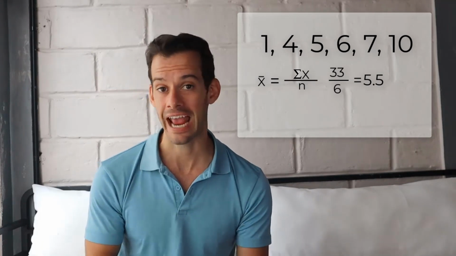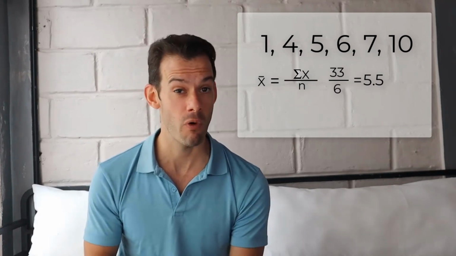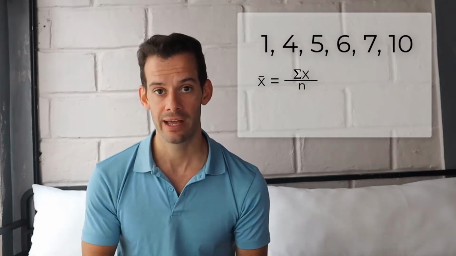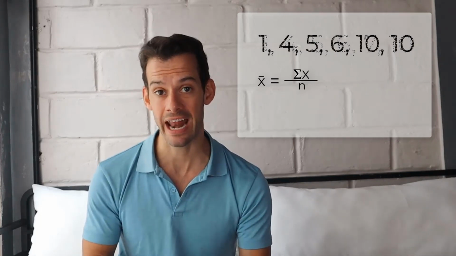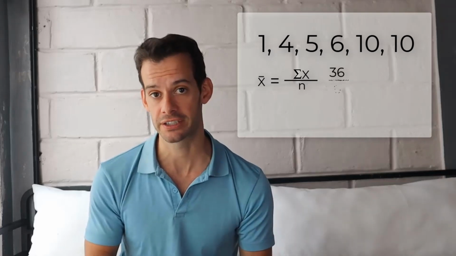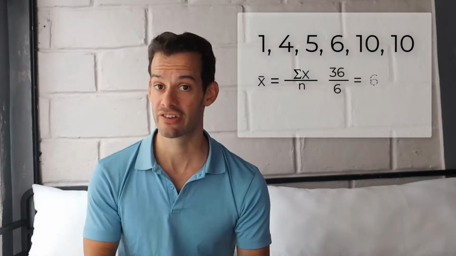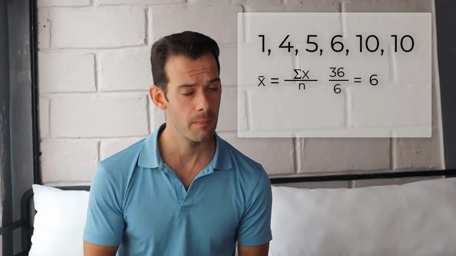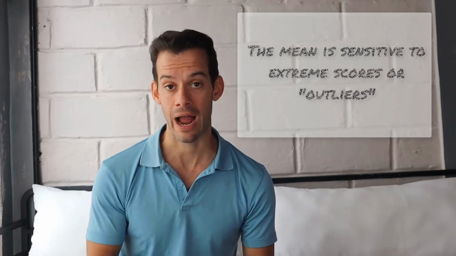So if we change any one score, or we just add or remove one score, this has the potential to influence the mean. In this example, if we just change the 7 here to a 10, we see the mean also changes. Now x bar equals 6. This sensitivity of the mean is generally a good thing, but it comes at a cost. The risk is if we have extreme scores or outliers.